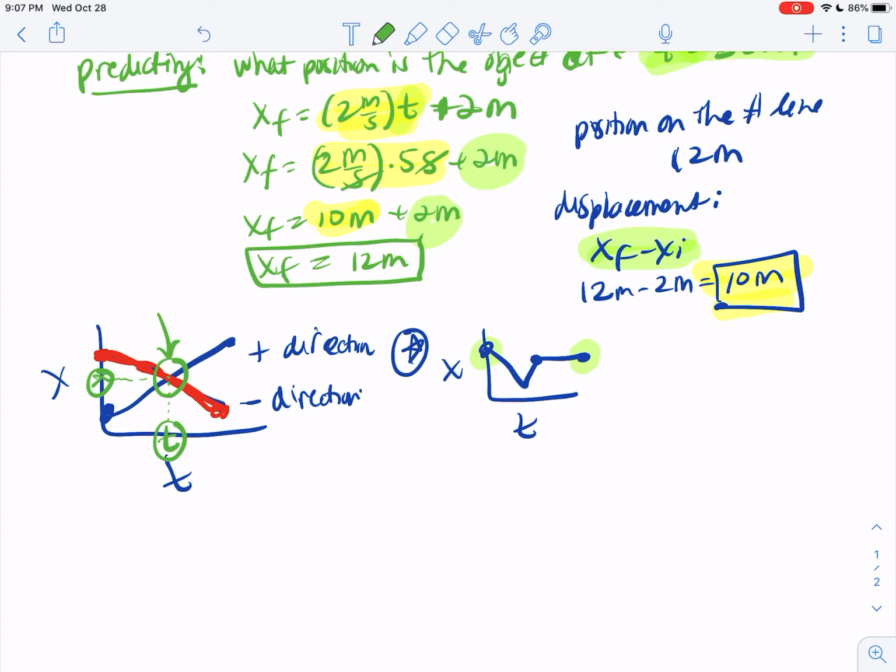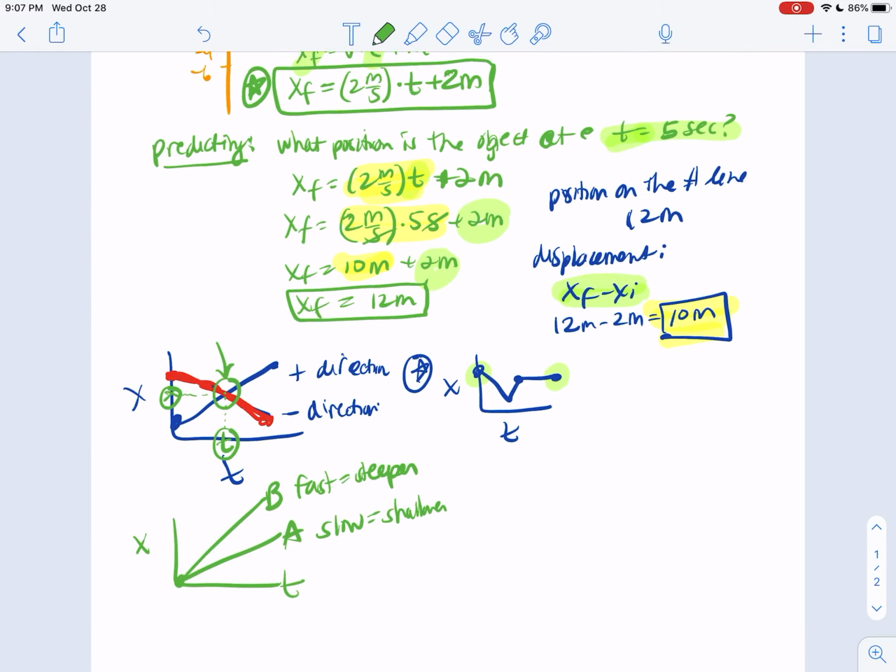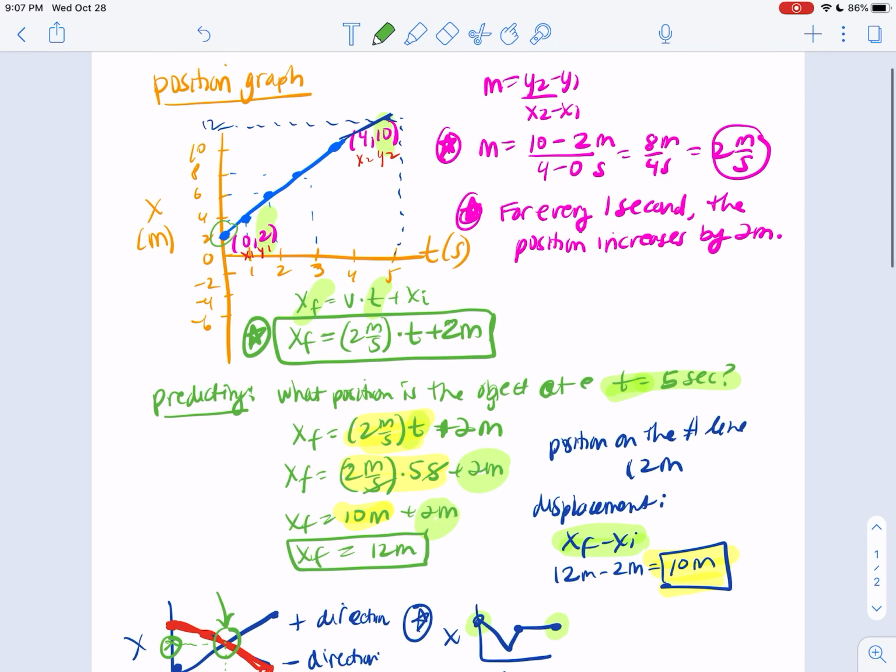If I'm looking at those graphs, I could see A, B. A is slower, B is faster because the slope is steeper. Shallower, more shallow. So that's another thing that you can see from the position graph. That's the main things that you're going to look at on the position graph.